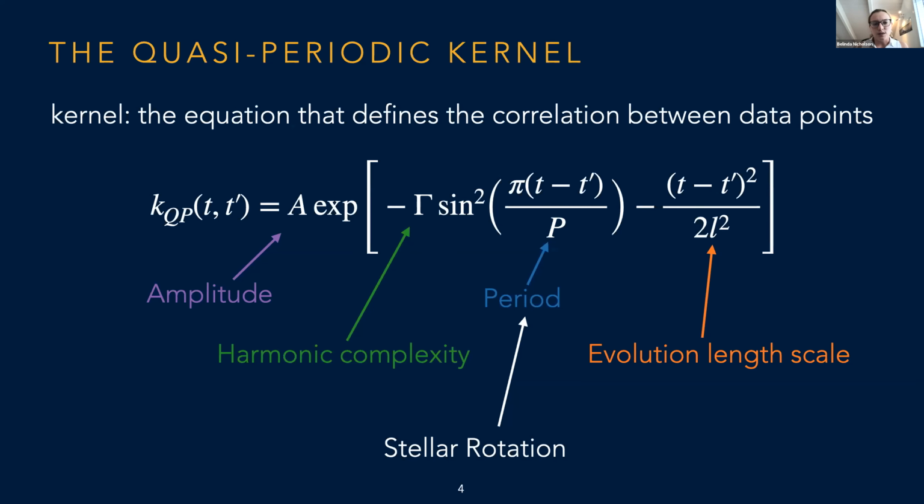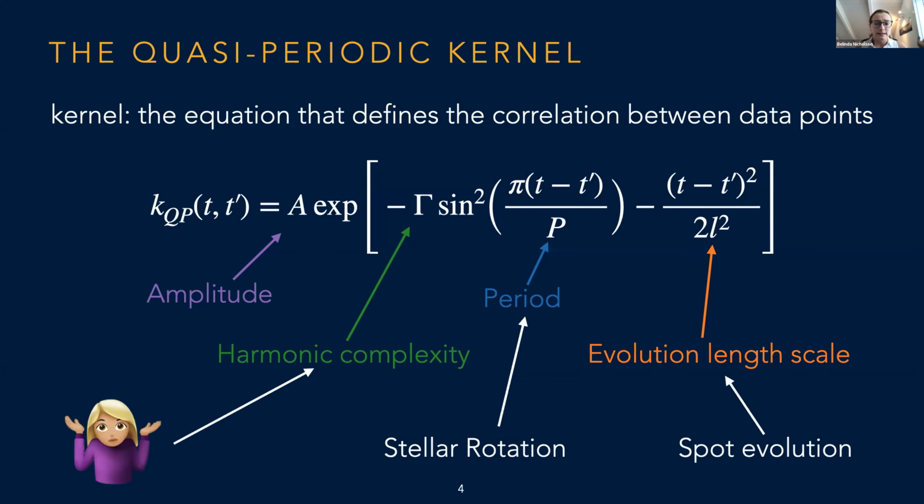But what about the other parameters in this kernel? Can we find anything physically related? Do these relate to any sort of real physical phenomena on the star? In particular, does the evolution length scale here correspond to some parameter of spot evolution? And what about our harmonic complexity or the amplitude, for example? Do they correlate with anything physically meaningful, or are they merely a function of the data that we get, or systematics?